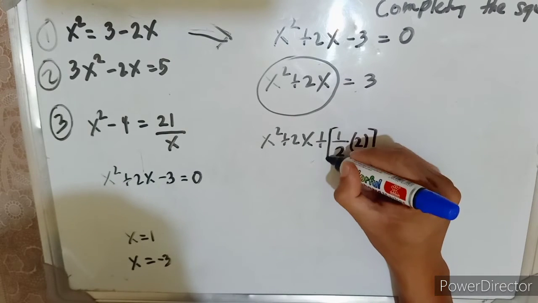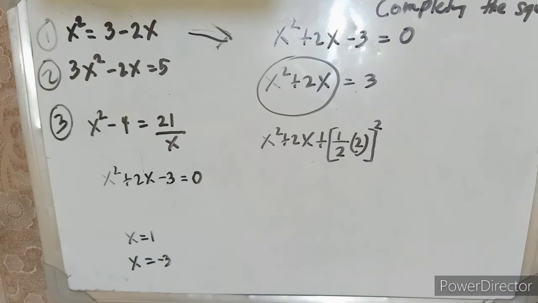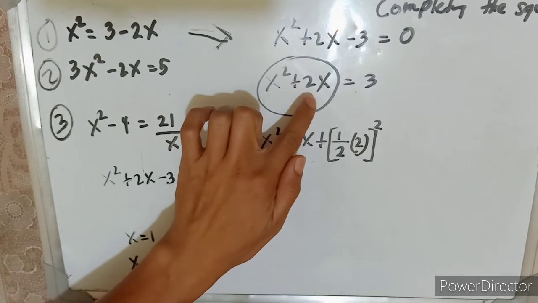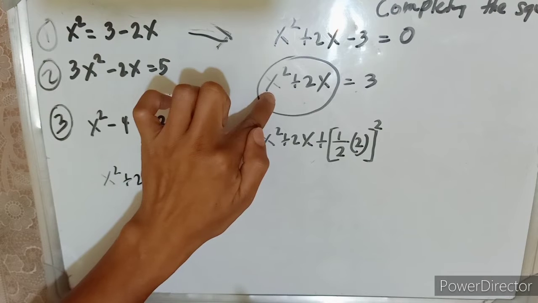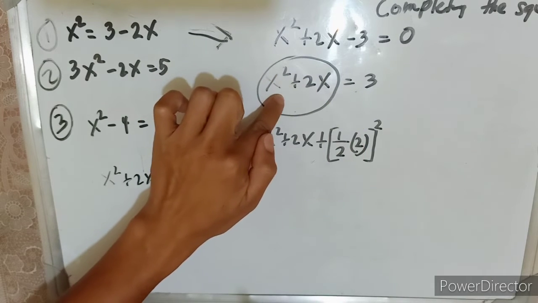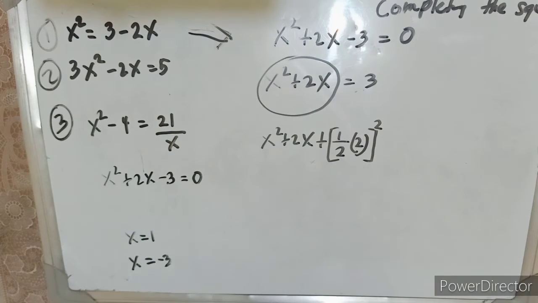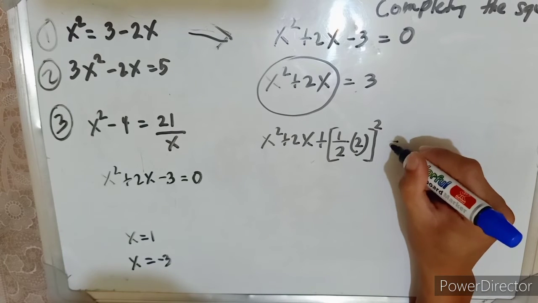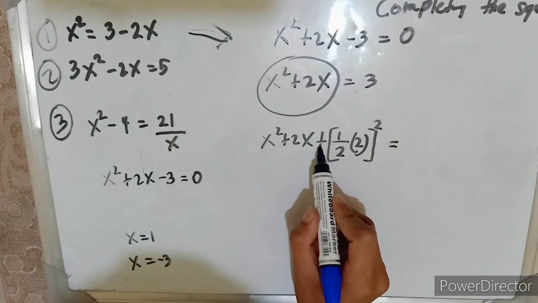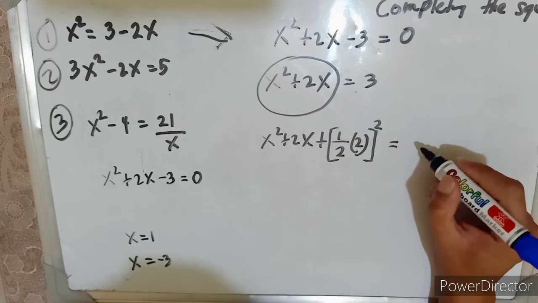Then, square. Malinaw po ba, guys? Ganun lagi yan. Saan yung nakuha yung 1/2? Ang 1/2 constant na yan, kukunin mo ang 1/2 nitong b, kasi ito yung a, b, and c. So, kukunin mo ang 1/2 ng b. Pagkakuha mo ng 1/2 ng b, then squared mo. Kung ano man yung inadd mo dito, yun din ang i-add mo dito sa kabila.